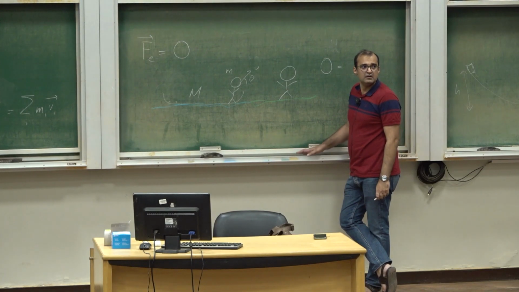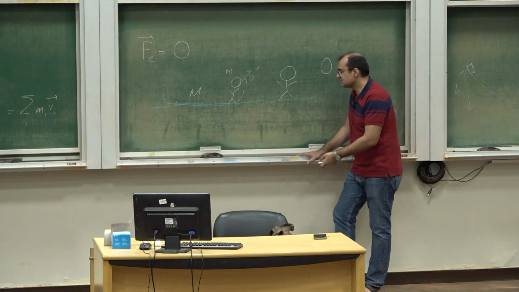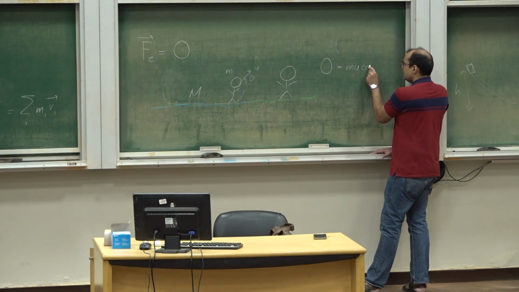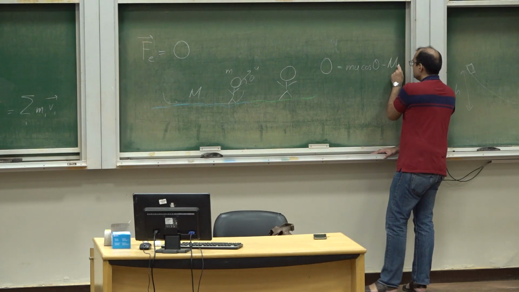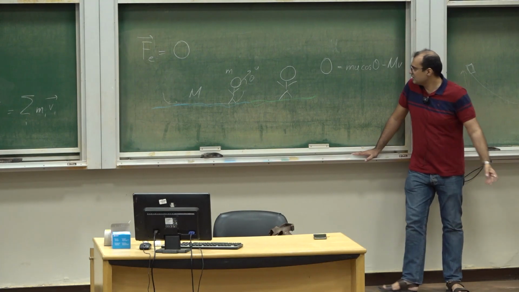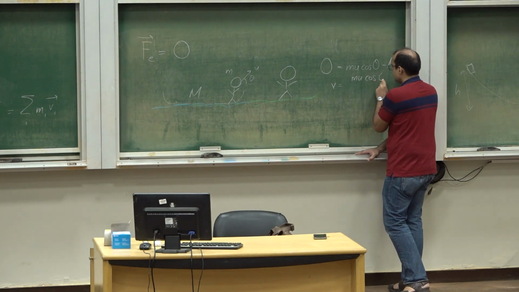Of the boat plus Majnu system just after the jump. Just after the jump, it's mu cos theta minus mv, where v is the speed of the boat just after the jump. And you know, anybody can solve this one. This is just mu cos theta over capital M.